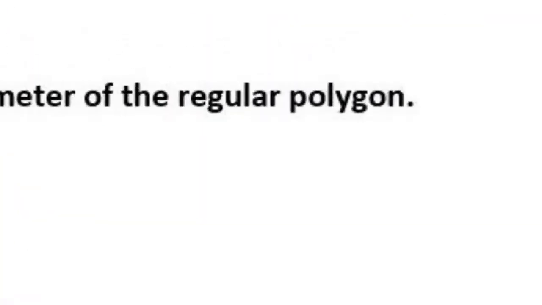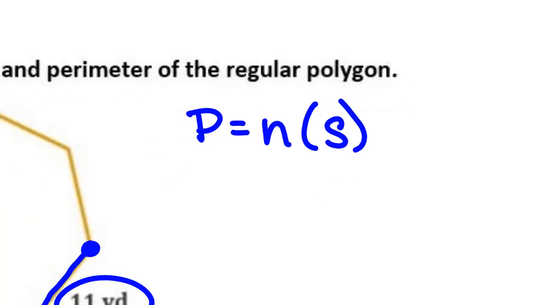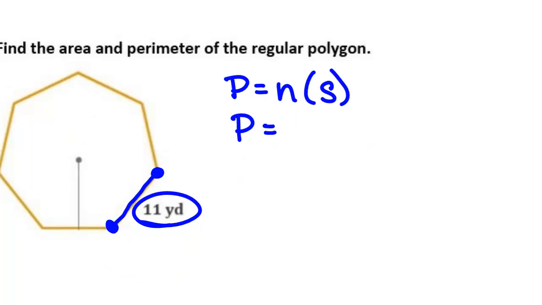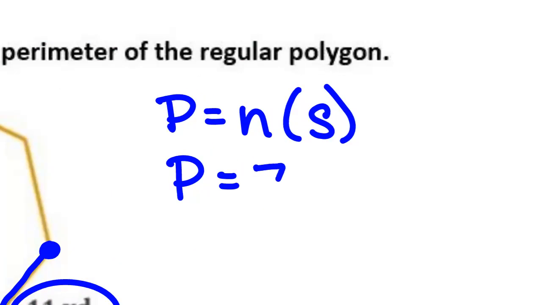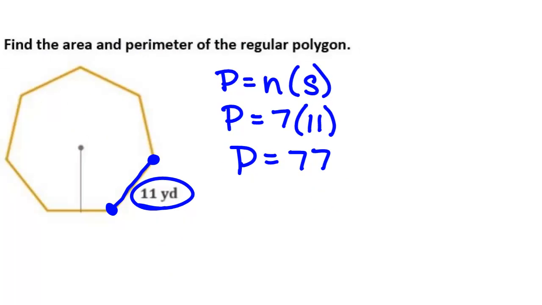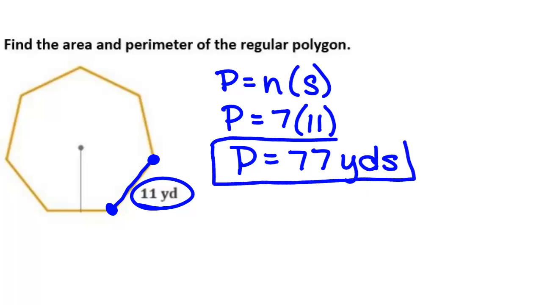The perimeter. Perimeter is equal to the number of sides times the length of each side. How many sides does this shape have? How many sides do we have? 7 sides. 7 sides times the length of each side, which is 11. What is 7 times 11? 77 units. Yards. All right, we found our perimeter.